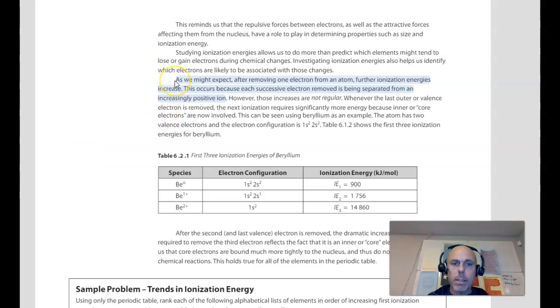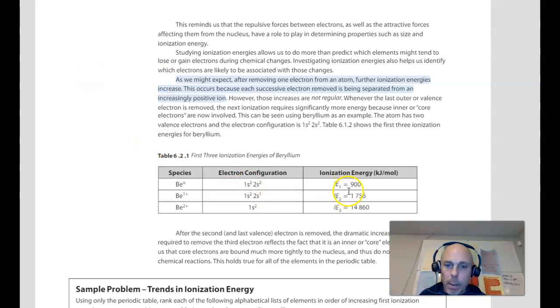As our book says, we might expect that after removing 1 electron from an atom, further ionization energies increase, and they do. That occurs because each additional electron that's removed is being removed from an already increasingly positive ion. And that increasingly positive ion creates an even stronger hold on the remaining electrons. Furthermore, as more electrons leave the valence shell, there's less repulsive force that those electrons are exerting on each other, pushing the electrons away and making them easier to remove. So there's always an increase from the first to the second ionization energy and from the second to the third.